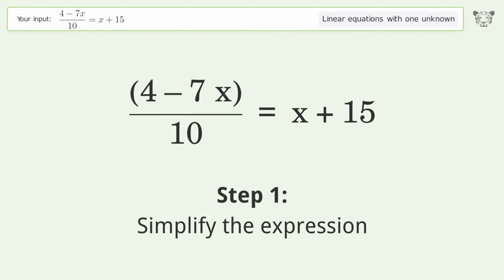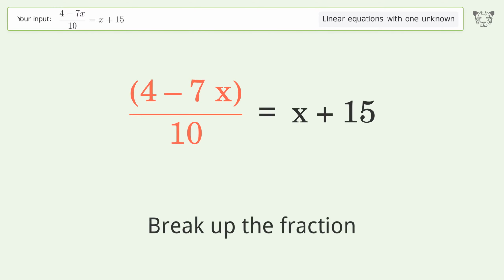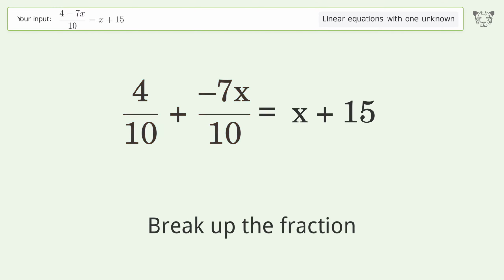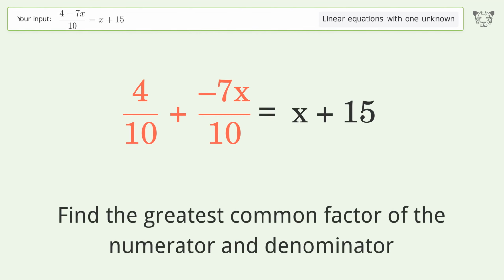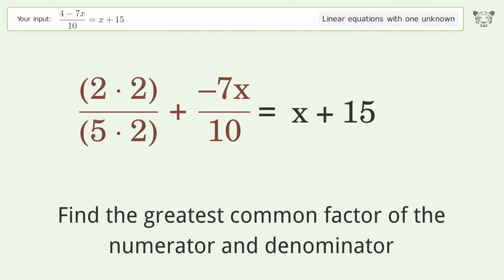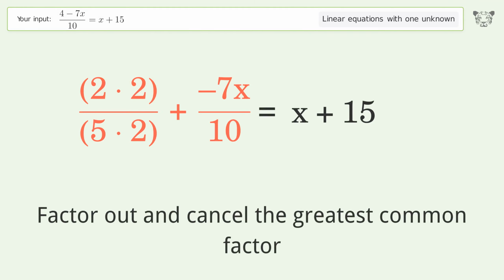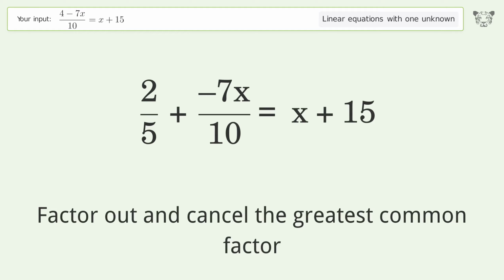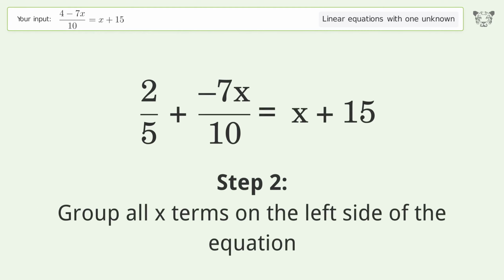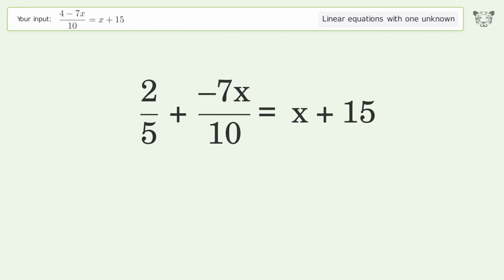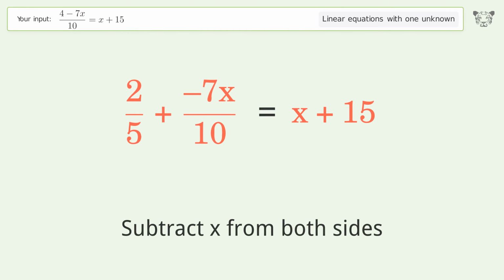Simplify the expression. Break up the fraction. Find the greatest common factor of the numerator and denominator. Factor out and cancel the greatest common factor. Group all x terms on the left side of the equation. Subtract x from both sides.